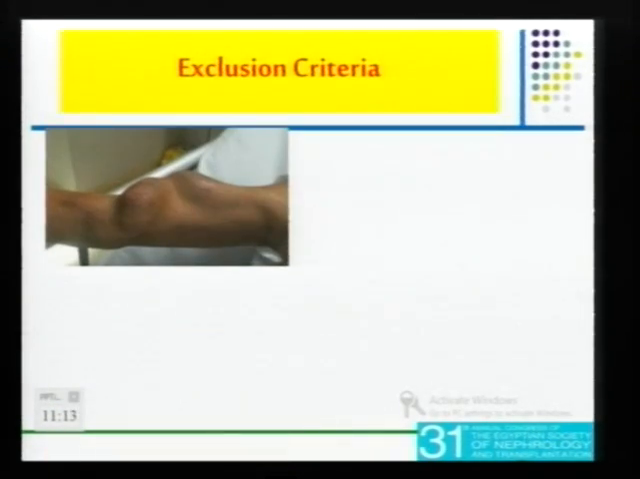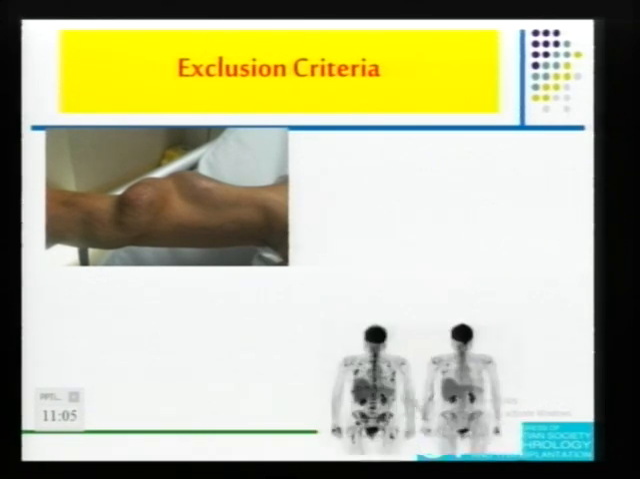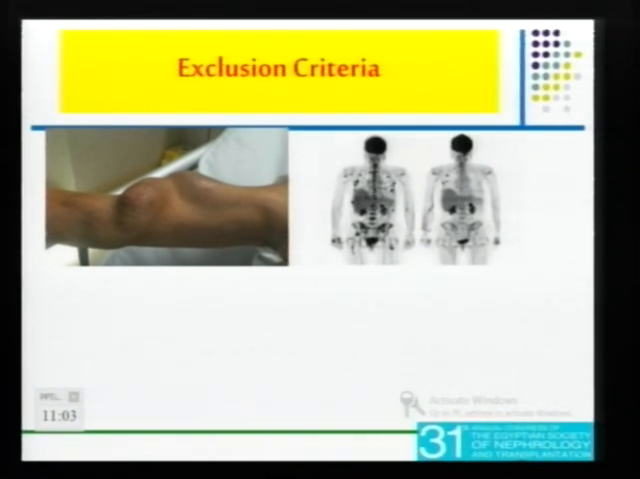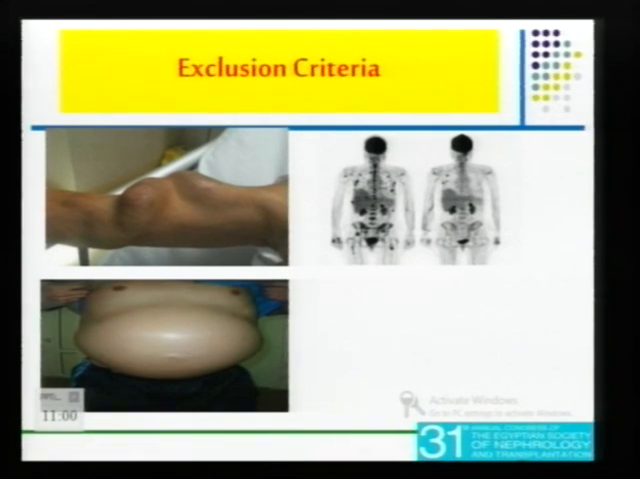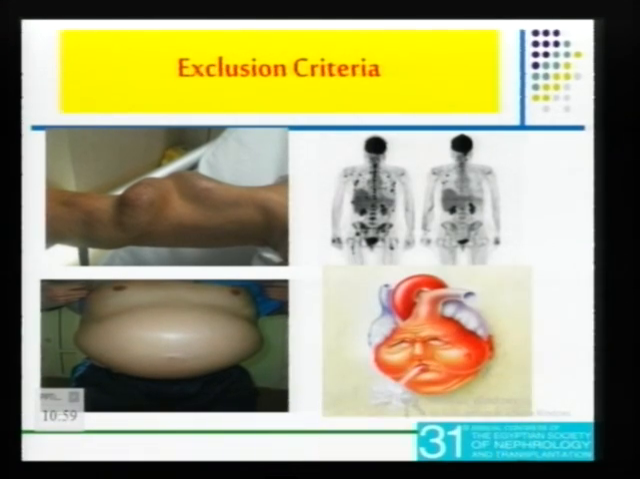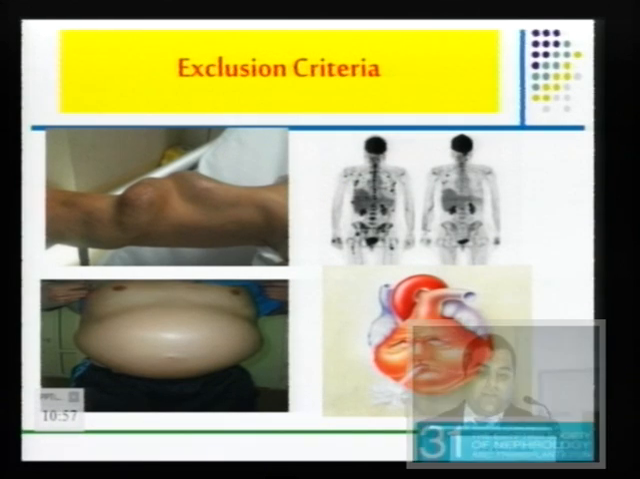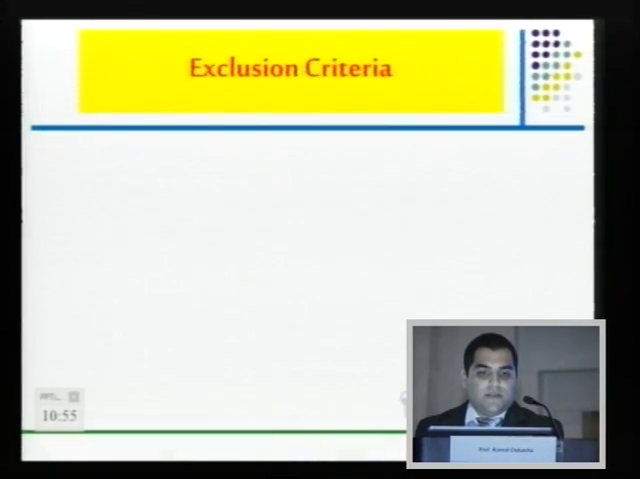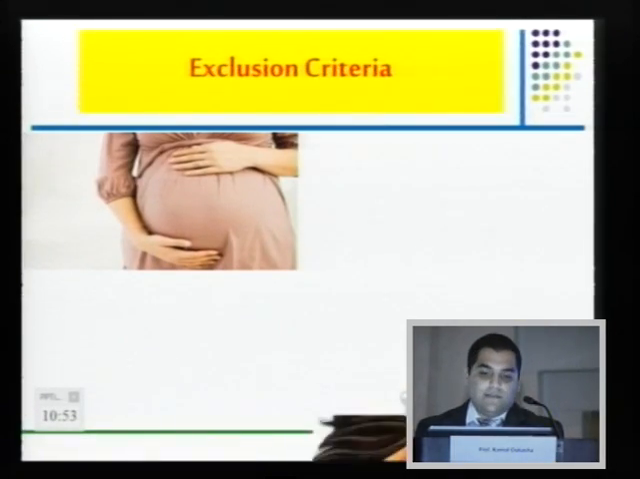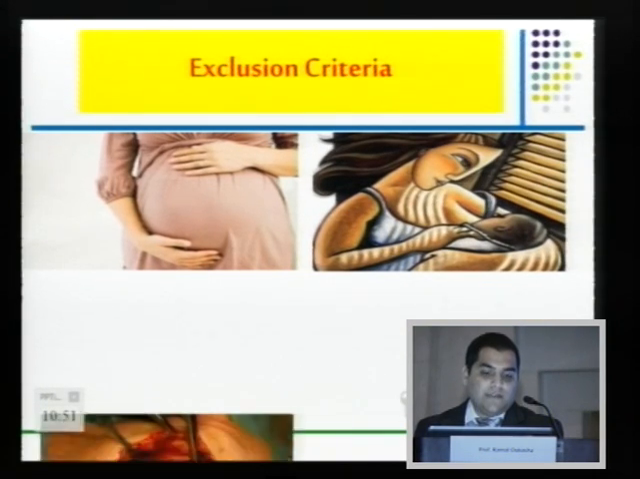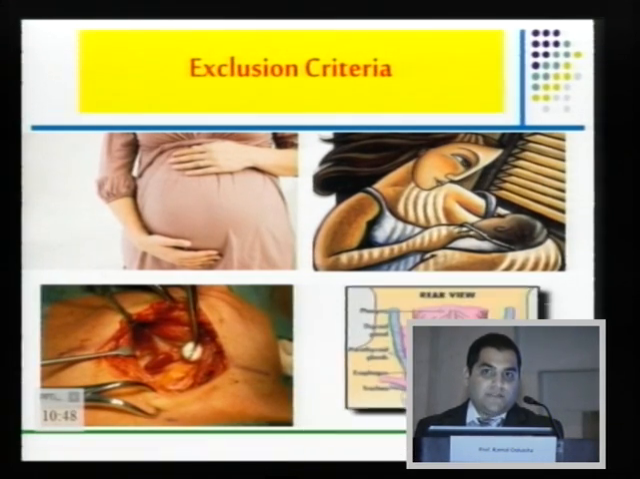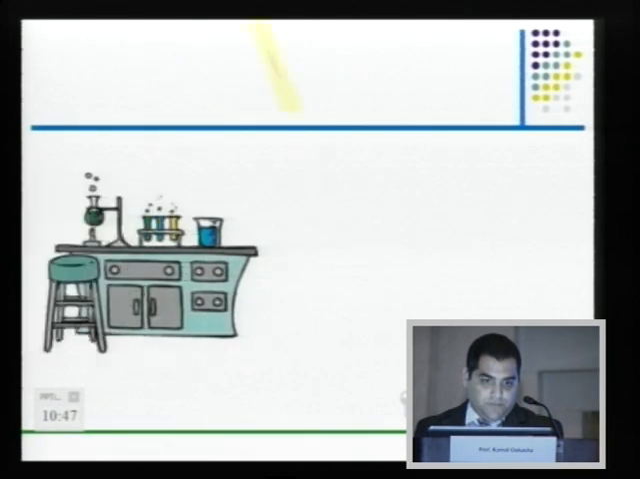Exclusion criteria: we excluded patients with unsatisfactory vascular access. We excluded patients with metastatic calcification. We excluded end-stage liver disease patients, and patients with decompensated heart failure with an ejection fraction less than 30. We also excluded pregnant ladies, lactating ladies, and parathyroidectomy and parathyroid ablation patients.